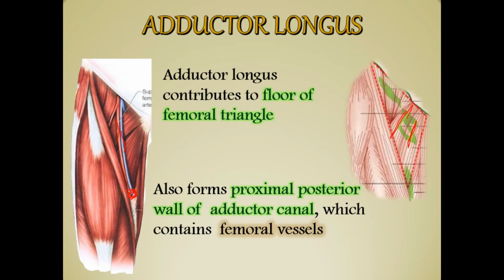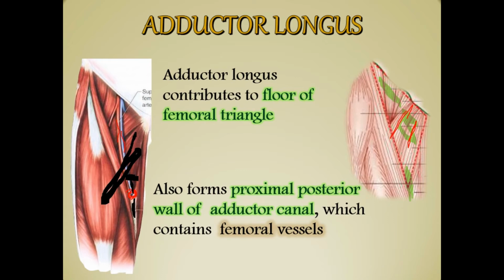So this adductor longus muscle forms the proximal posterior wall of the adductor canal. Definitely this posterior part is the posterior wall, this one, and this will be the anterior wall anteriorly, and this is the passage. Because the adductor longus muscle inserts onto the femur at the middle, below this the posterior wall of this canal is formed by the adductor magnus muscle. We'll discuss it in a while.